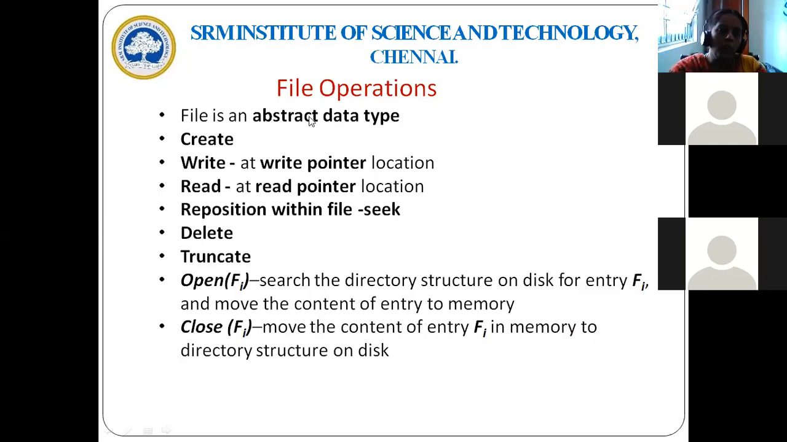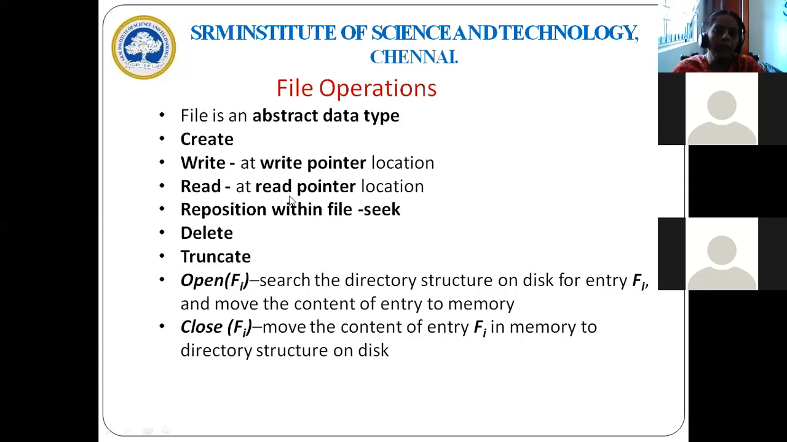And then file operations. What are all the file operations? File is an abstract data type, and according to our usage, we can use any type of files. These are the operations we can do on a file. First of all, create: we have to create a file, and we have to keep a pointer at a proper location. Suppose it is a new file, it will be at the 0th location. Or if you are going to append to an already existing file, if 10 records are already there, we have to keep our pointer at the 11th position and write, otherwise it will be overwritten.